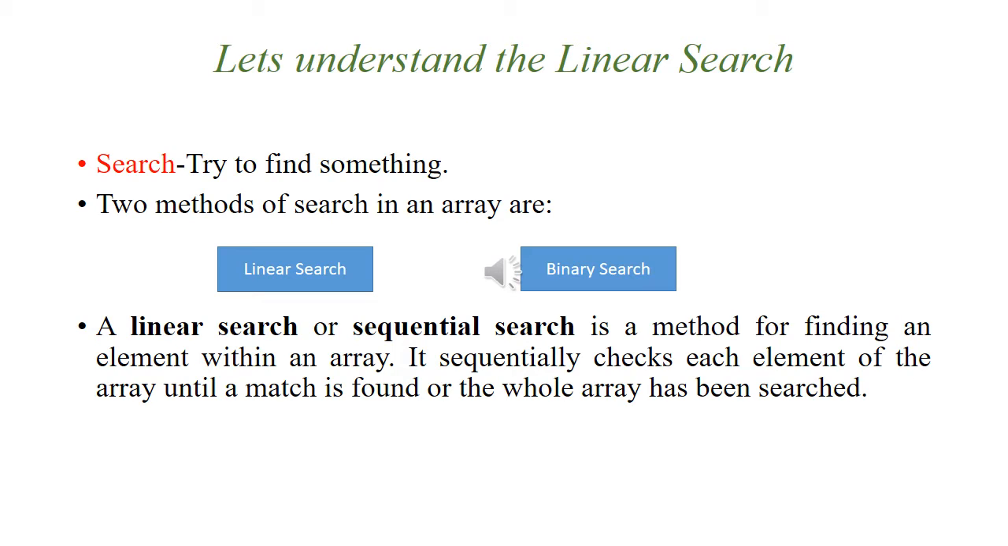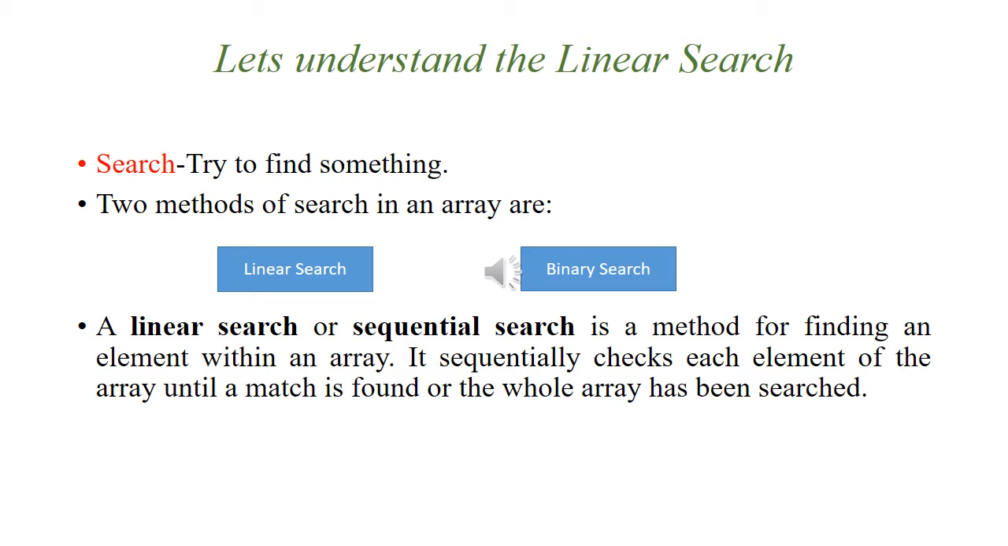So a linear search or sequential search is a method for finding an element within an array. It sequentially checks each element of the array until a match is found or the whole array has been searched. Sequentially means one by one. For example, we take attendance in the class in a sequential manner, like we say roll number 1, roll number 2, roll number 3. This is the way we take the attendance.